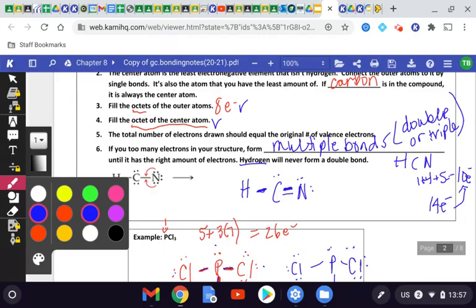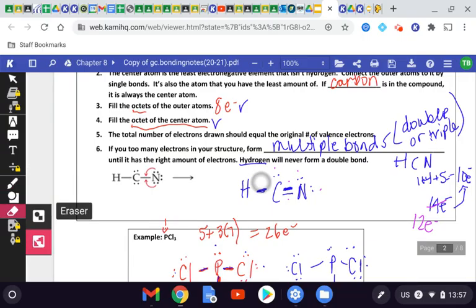And then I would count. So I'm going to count here in purple. 2, 4, 6, 8, 10, 12. So now I have 12 electrons in my structure, but it is still too many. So if I still have too many, that means I have to go in and erase another lone pair.